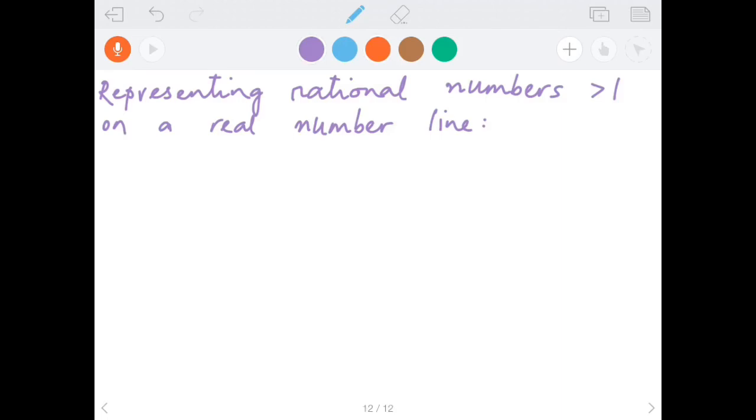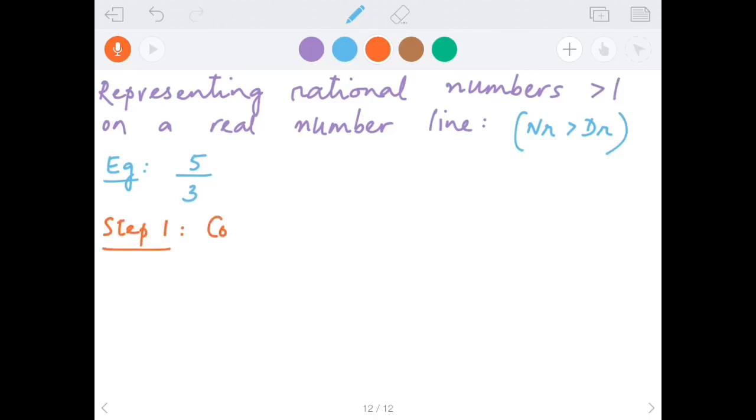So let's start with what an example of such a thing would look like. This is a case where the numerator is greater than my denominator. Let's take an example of 5 by 3. You notice 5 is greater than 3, so this becomes a number that is greater than 1.